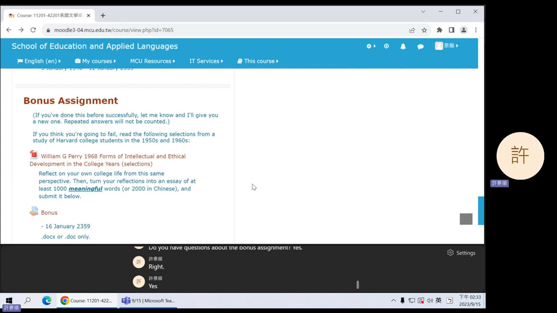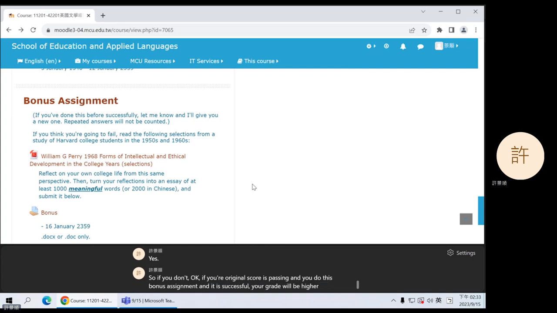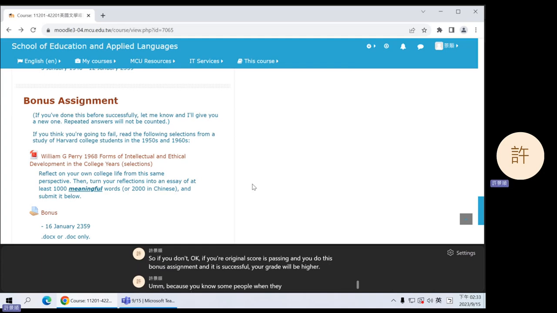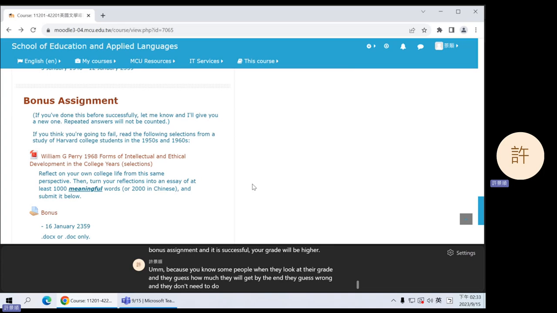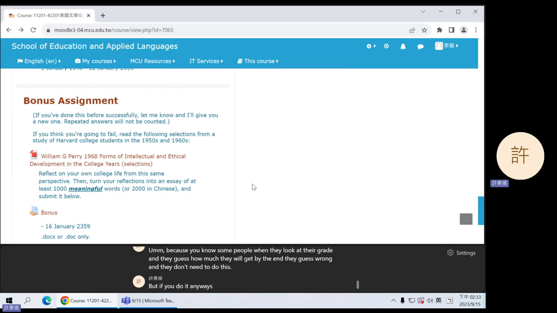Yes, so if your original score is passing and you do this bonus assignment and it is successful, your grade will be higher. Because some people, when they look at their grade and guess how much they will get by the end, guess wrong and they don't need to do this. But if you do it anyways, I want to give you some encouragement and feedback. So you will get a higher grade. Okay, other questions?